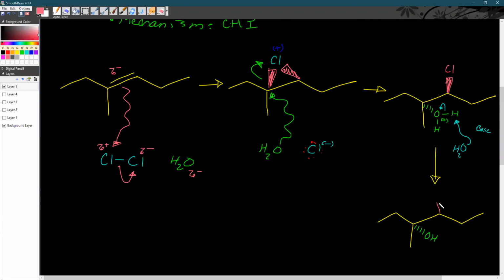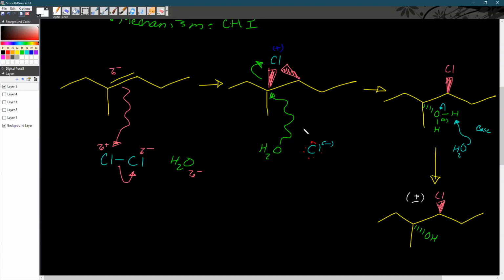Okay. Now, like I said, does it matter that this OH is on the dash and the chlorine is on the wedge, or could it be the reverse? Very well could be, okay? Because there's nothing telling me which side this cyclic chloronium intermediate has to form on first, okay? So either one is just as valid, all right? So we're going to have two products, two stereoisomers, all right?